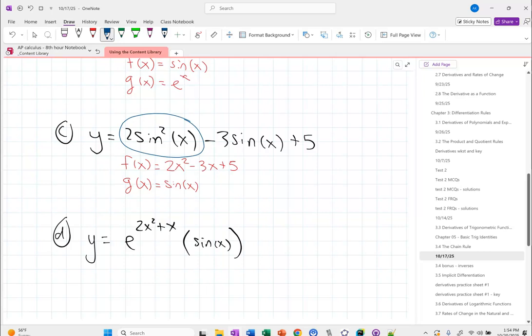What's the composition going on if I just look at 2 sine squared x? What's that, Matthew? What looks like the outer function? 2x squared. Uh-huh. And what's the inner function then? Sine x. You guys see that?